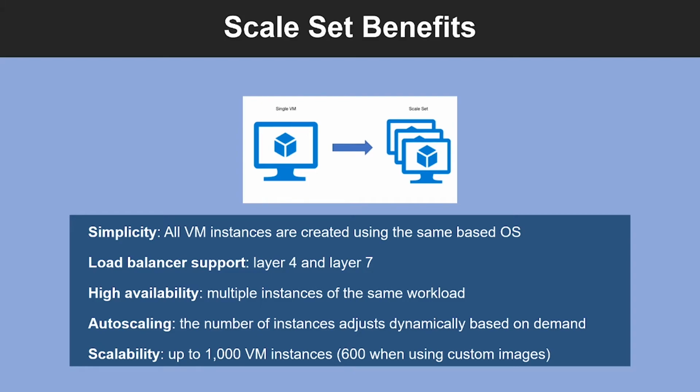Another benefit is that customer demand for your application may change throughout the day or week. To meet customer demand, a scale set can automatically increase the number of VM instances as application demand increases and then reduce the number of VM instances as the demand decreases. This is known as auto scaling. And another benefit is a scale set supports up to 1000 VM instances. If you create and upload your own custom VM images, the limit is 600 VM instances.